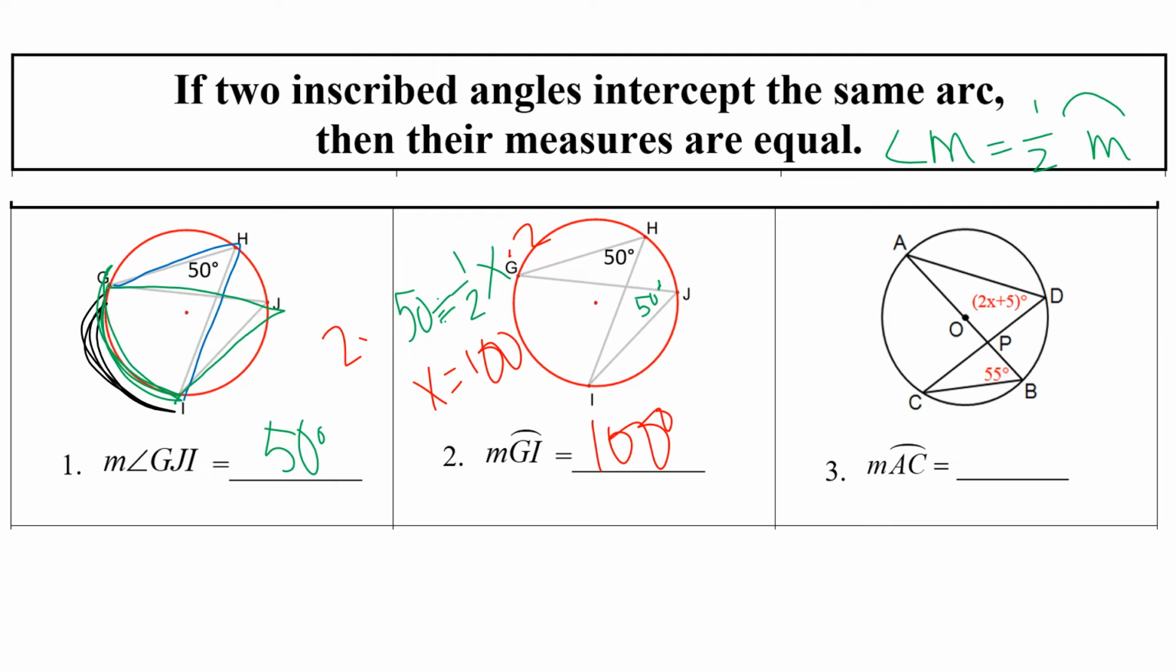Okay, now this one is asking for the measure of arc AC. So we have this is 55 degrees, and it is looking at that arc there. So we know 55 equals 1/2 times x. Again, you need to multiply both sides by 2, and you would get x equals 110. So the arc measure is 110 degrees.